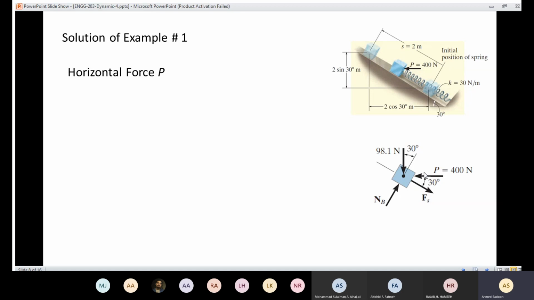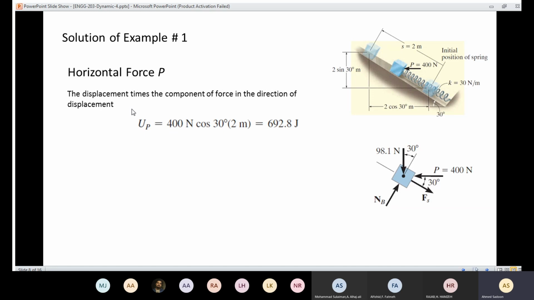So in that case, we need to know the component of the force along that direction. The component of the force is going to be 400 cosine 30, and it's going to be in the same direction as the displacement, which means that the work here is going to be positive. So the displacement times the component of the force in the direction of the displacement. This is a very important point.